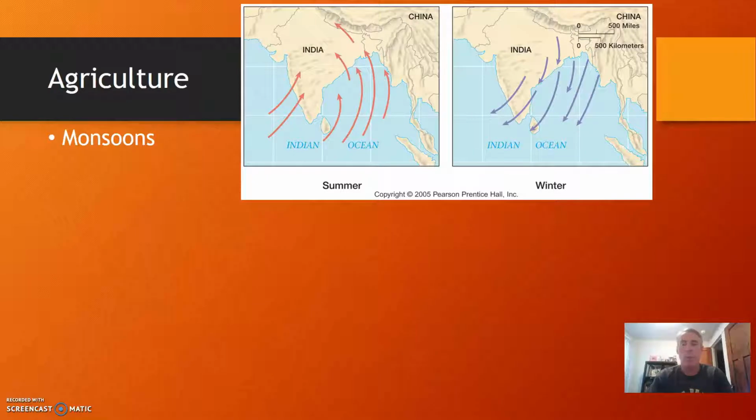Monsoons are seasonal winds. In the summertime, they come out of the south. In the wintertime, they come out of the north. The southern summer winds bring warm moisture with them and a lot of rain, and in the winter months they bring drier, not necessarily cold, but a little chillier winds, definitely drier. Agriculture and trade in the Indian subcontinent and in the Indian Ocean completely revolve around the monsoons.